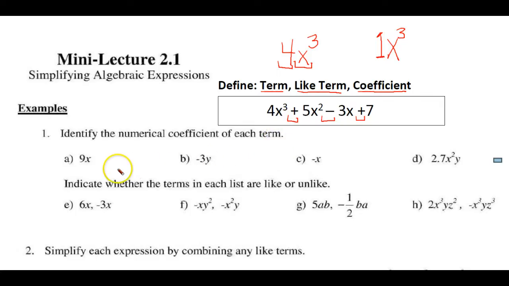And we can just outline these. So for letter A, it would be a 9. For letter B, it would be a -3. Now for letter C, which is a -x, we would put the 1 in there. So the numerical coefficient would be a -1. Now here there are 2 variables. We are only interested in the numerical coefficient, which is 2.7.